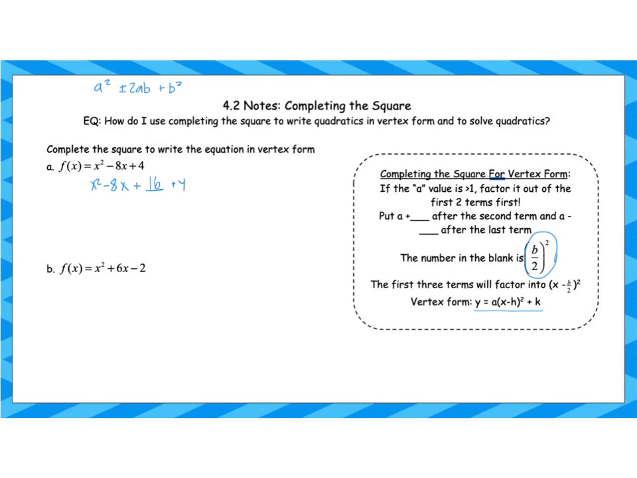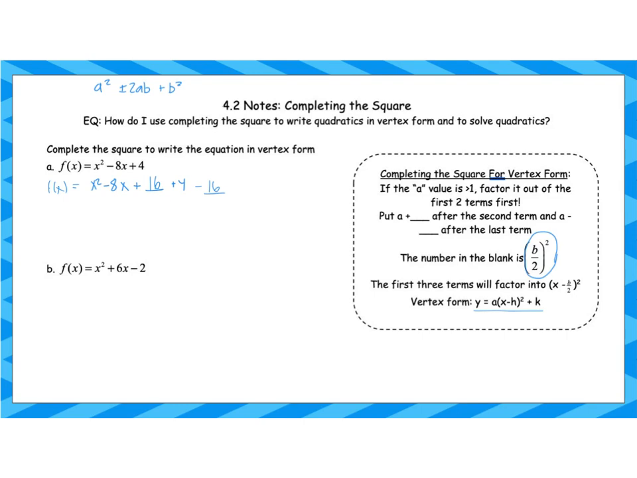The problem, though, is I need to make sure I don't actually change my equation. And right now, if I just add a 16, I have an entirely different equation. So if I add 16, I also need to subtract 16. And that's why our directions say to have a plus blank and a minus blank, because we are trying to keep this equation balanced. Well, now what we've created there is a perfect square trinomial.